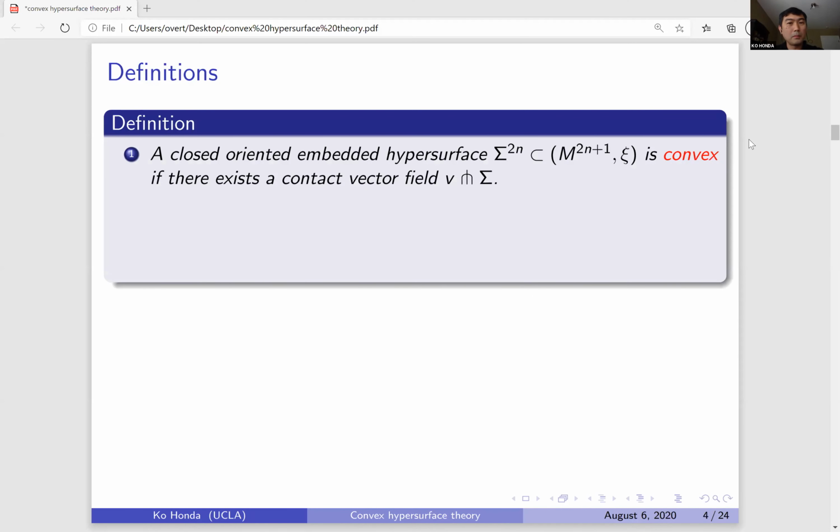Okay, so now some contact preliminaries. A closed, oriented, embedded hypersurface Sigma of dimension 2n inside a contact manifold of dimension 2n plus 1 is convex if there exists a contact vector field V which is transverse to Sigma. A contact vector field is a vector field such that if you integrate it, you get a contact diffeomorphism. And the condition, which is very strange and somehow works, is that V be transverse to Sigma. So you have Sigma and you want V to be transverse to it everywhere.